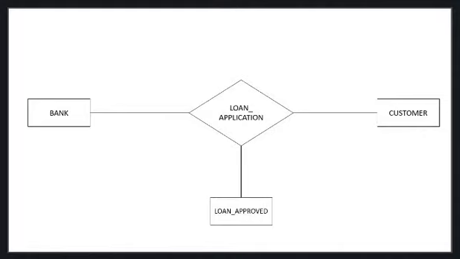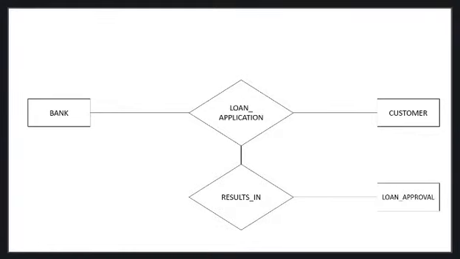However, in real life, some of the loan applications can also get rejected. Hence, this ER diagram is not correct. So, to represent the fact that only some of the loan applications result in loan approval, I am going to add one more relationship to this ER diagram called result seen. As you can see in this ER diagram, the relationship type result seen is connected to entity type loan approval.